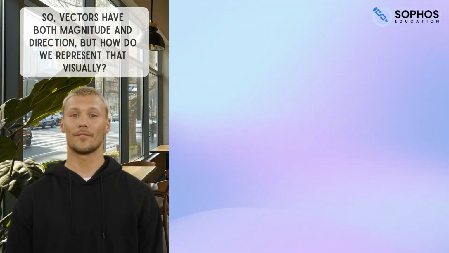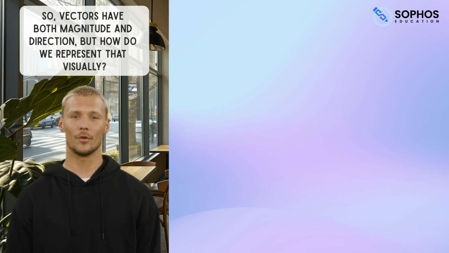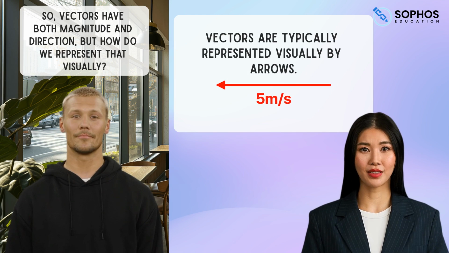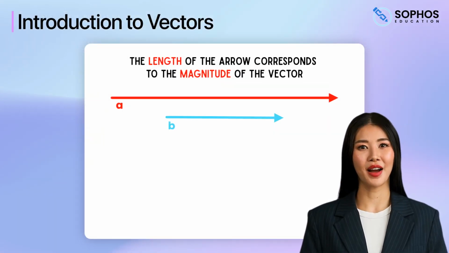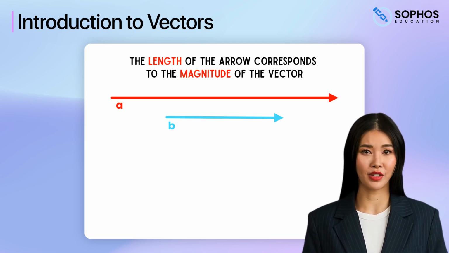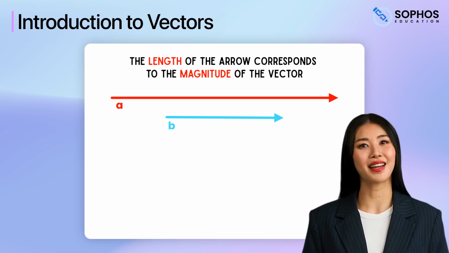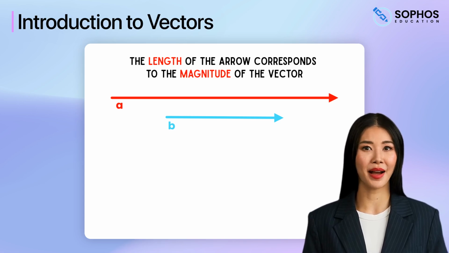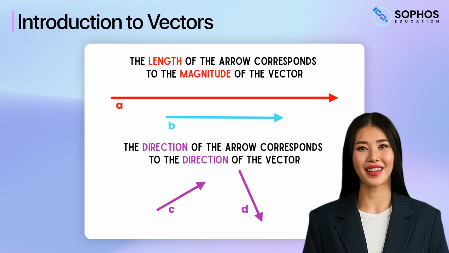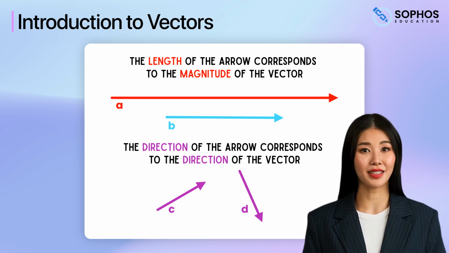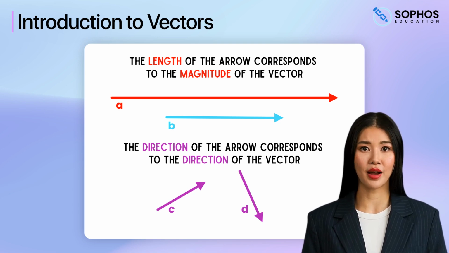Okay, so vectors have both magnitude and direction, but how do we represent that visually? Well, vectors are typically represented visually by arrows. The length of the arrow corresponds to the magnitude of the vector. Longer arrows represent larger magnitudes. So in this case, vector A represented by the red arrow is larger than vector B, which is represented by the blue arrow. The direction of the arrow indicates the direction of the vector. For example, vector C and vector D are the same length and therefore the same magnitude, but the arrows indicate that they have different directions.